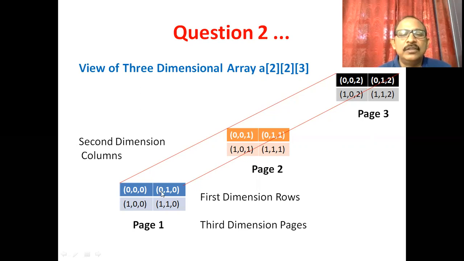Here you can see row is 0, column is 1 and page is 0. In the same way, row is 1, column is 0 and page is 0. Here you can see page 2, so the third subscript is 1 in all elements. Here the third subscript is 2 in each element. Is that clear? The first indicates row, the second indicates column and the third indicates the page. Page 2 means subscript is 1, page 3 means subscript is 2.